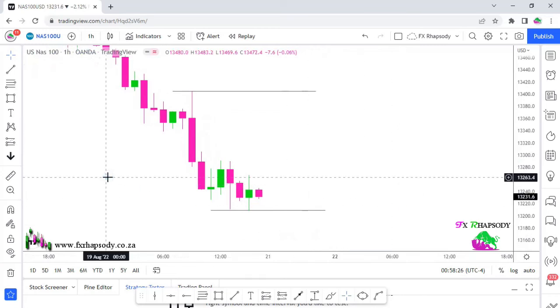So guys, that's all from my side on Nasdaq. Again, do not complicate it too much. Simplify your trading, guys. Don't have too many indicators, too many lines, too many of all this. It's simple, guys. And once you start simplifying trading, it's going to get a lot better and easier to trade.